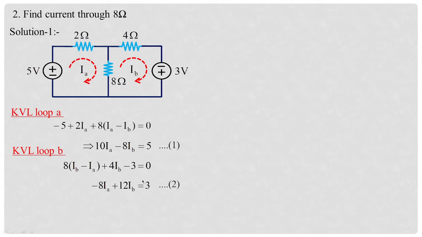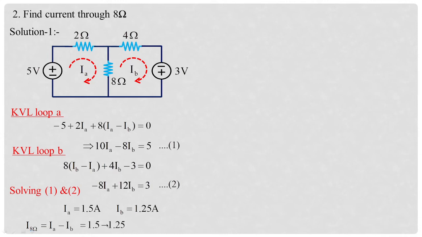So this equation can be reframed as minus 8IA plus 12IB is equal to 3 amperes. Now just solve these two equations and compare with the previous solution. I'm going to get the value of IA equal to 1.5 amperes and IB equal to 1.25 amperes. We require the current in the 8 ohm resistor, so that is IA minus IB. Just substitute the values of IA and IB, which gives 0.25 amperes. I hope you understood this approach.